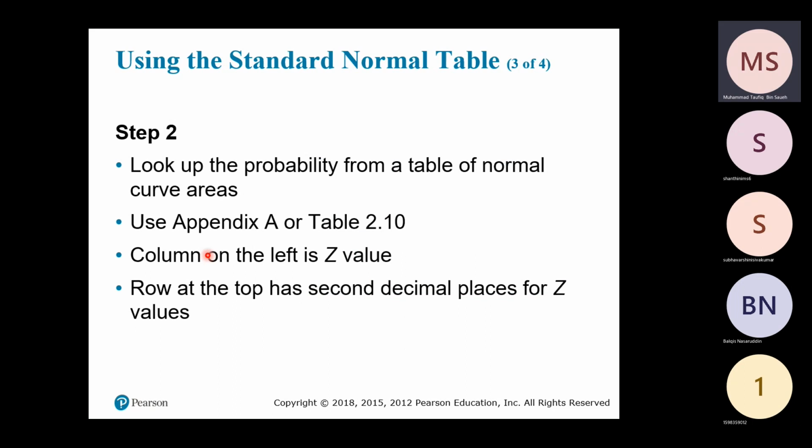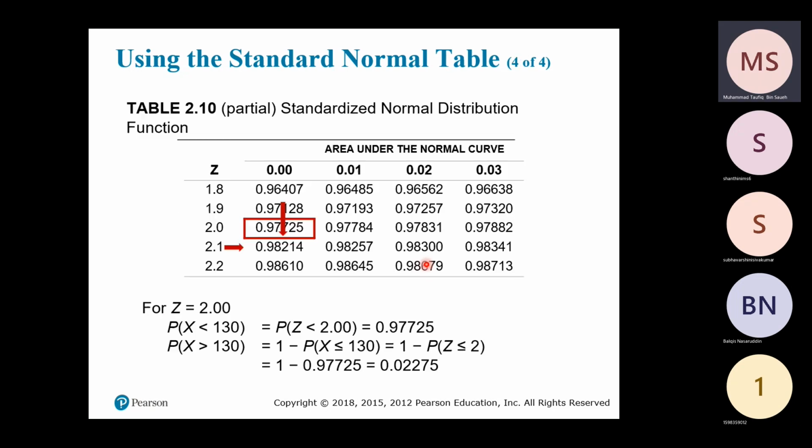And then the second step: look up the probability from the table of normal curve area. In the next slide we will see how the table looks. Based on the table, first we look at the column on the left, which is the Z value, and the row on the top has the second decimal place for the Z value. So let's see how it looks.